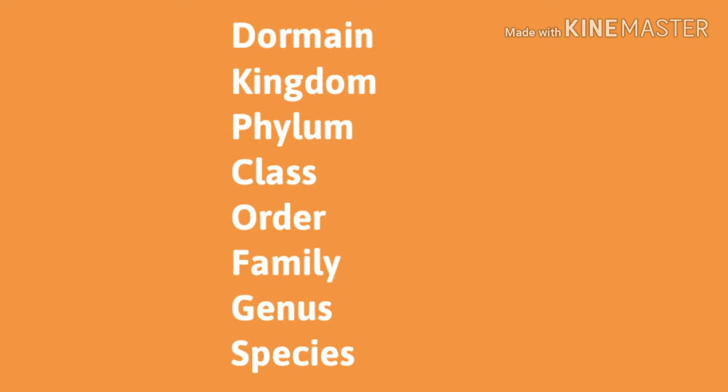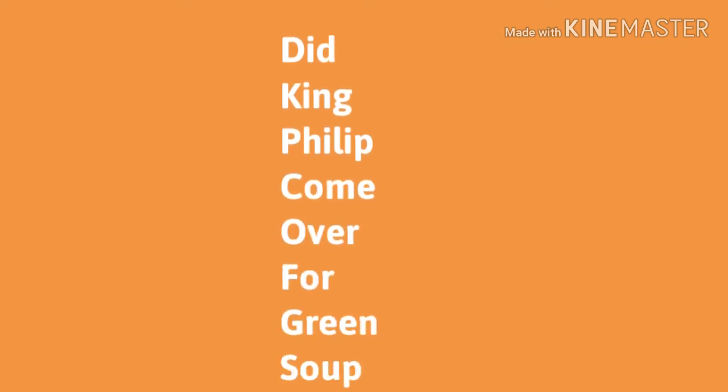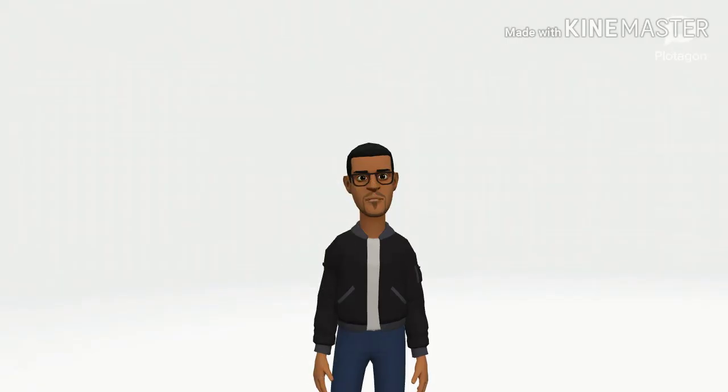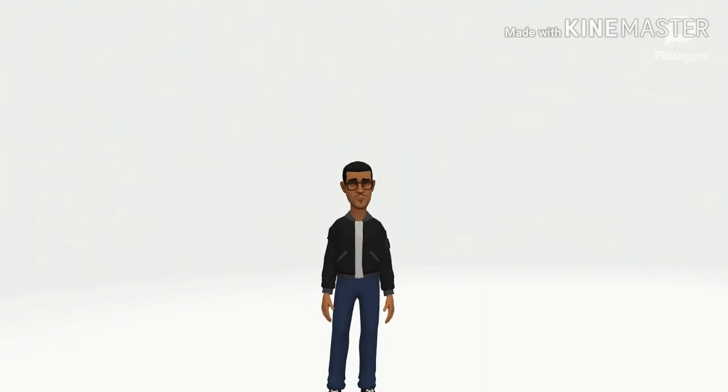People have formulated really cool acronyms to help them remember these levels, but the one that I used in school was, did King Philip come over for green soup? Yeah, green soup, right. You can also look for one that suits you, or you can use mine too. Now let's look deeper into these levels.